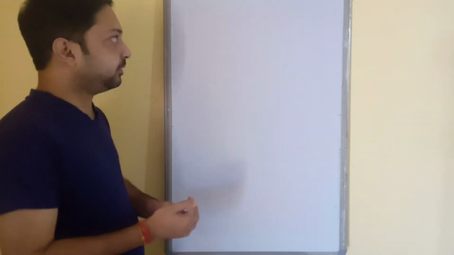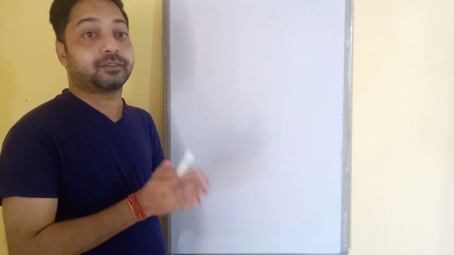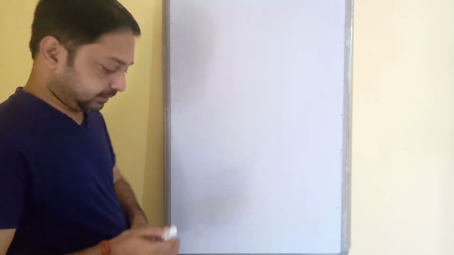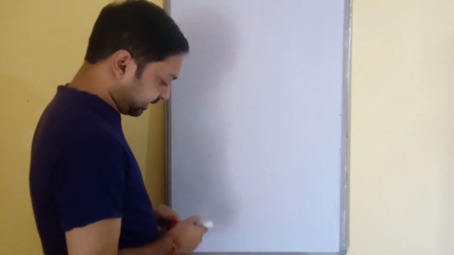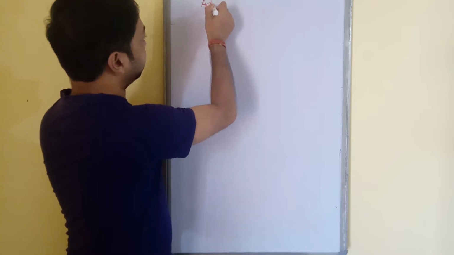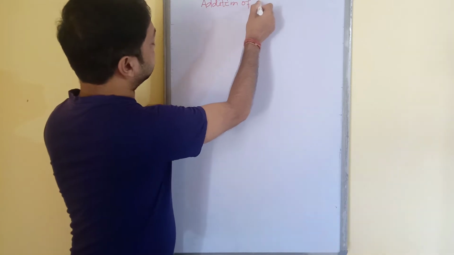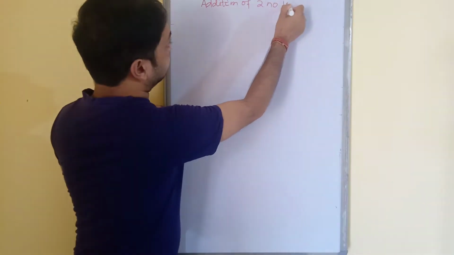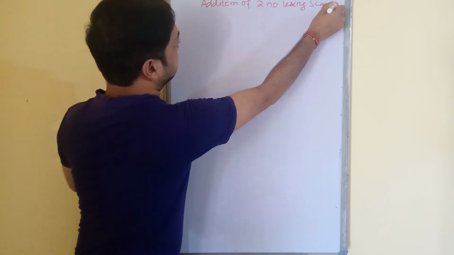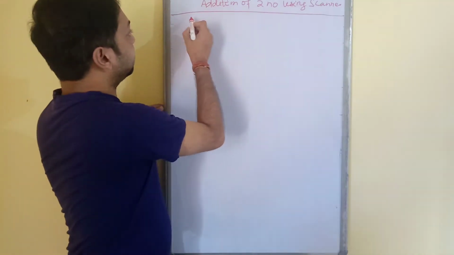If we compare a C program and a Java program, in a C program the first line will be the header files, but in a Java program the first line will be the import package. So I am writing here the name: addition of two numbers using Scanner class. The first line will be the import package.